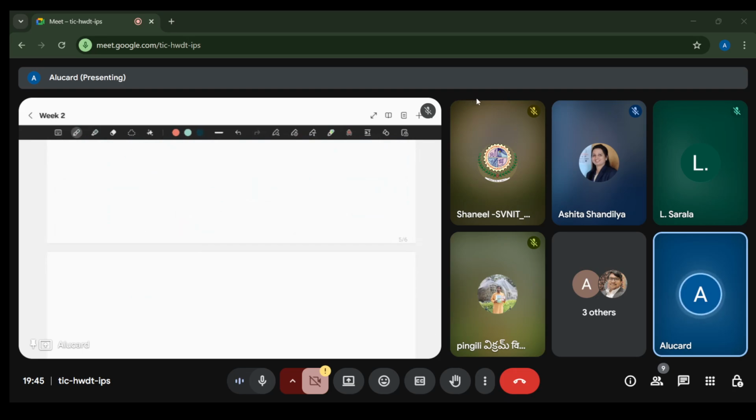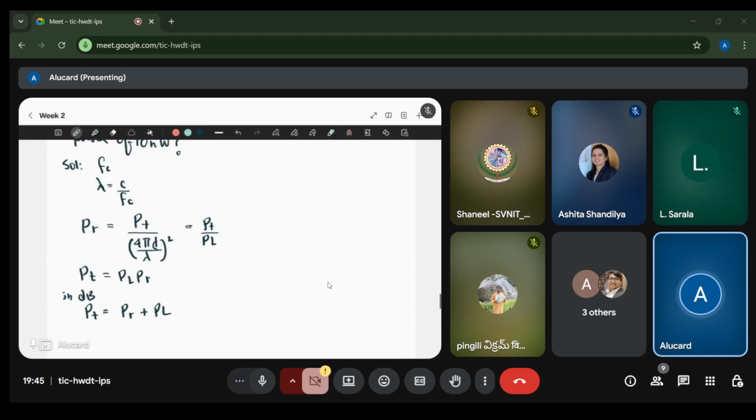If the questions are repeated, I won't give the solution, but at least the math you should be able to do.